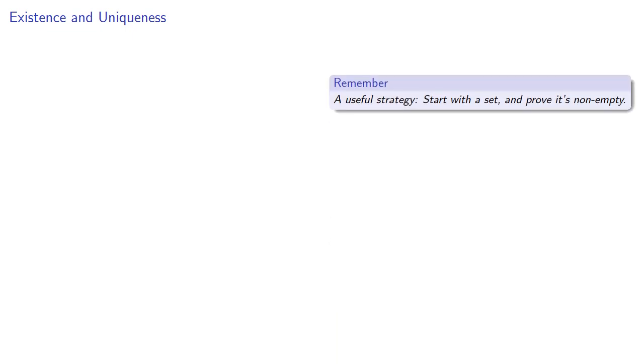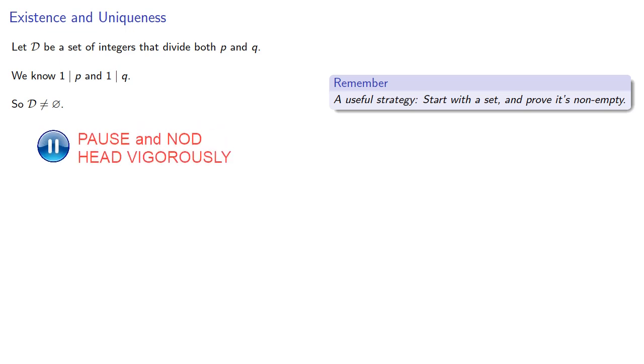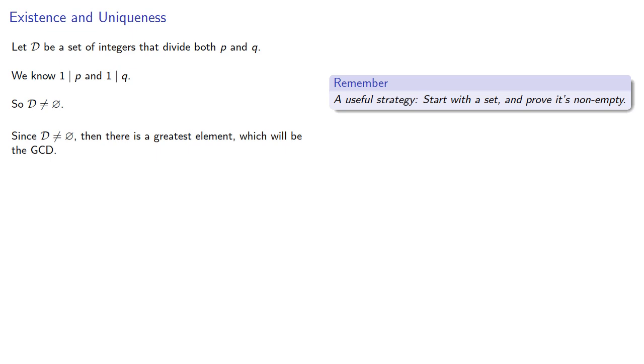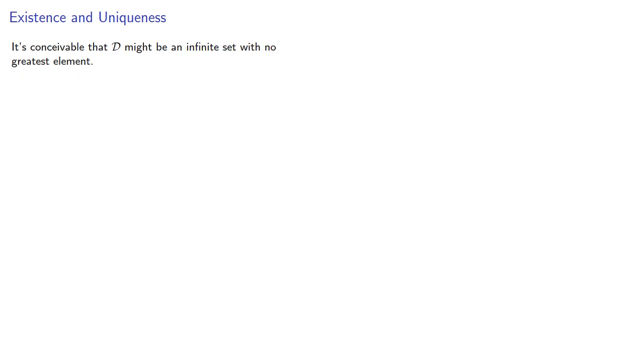So a useful strategy in higher mathematics: start with a set and prove it's non-empty. So let D be the set of integers that divide both P and Q. Now we know that 1 divides P and 1 divides Q, so D is not empty. It contains at least 1. And since D is non-empty, then there's a greatest element, which will be the greatest common divisor. Or is there? It's conceivable that D might be an infinite set with no greatest element. So we need to prove there is a greatest element.